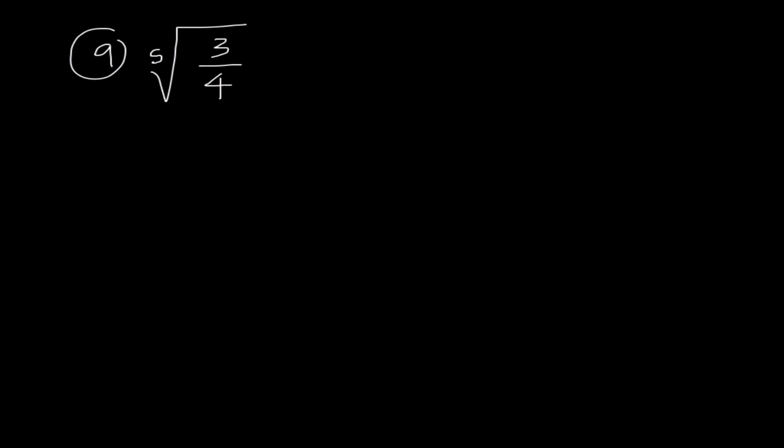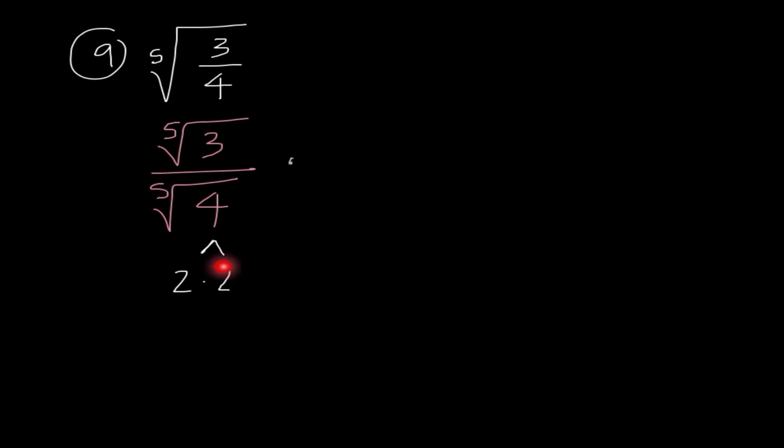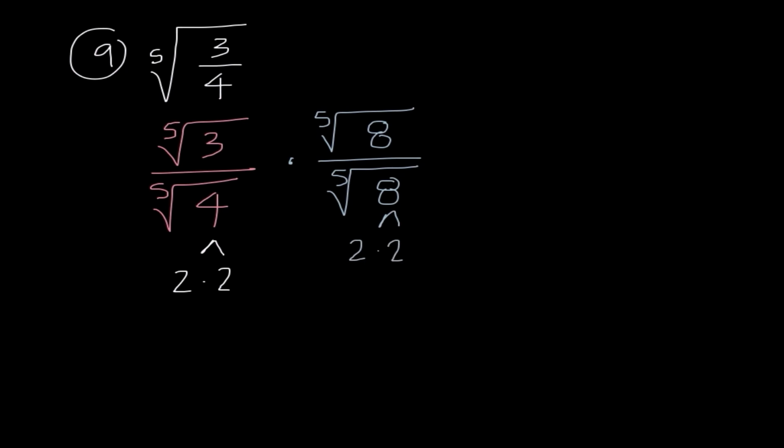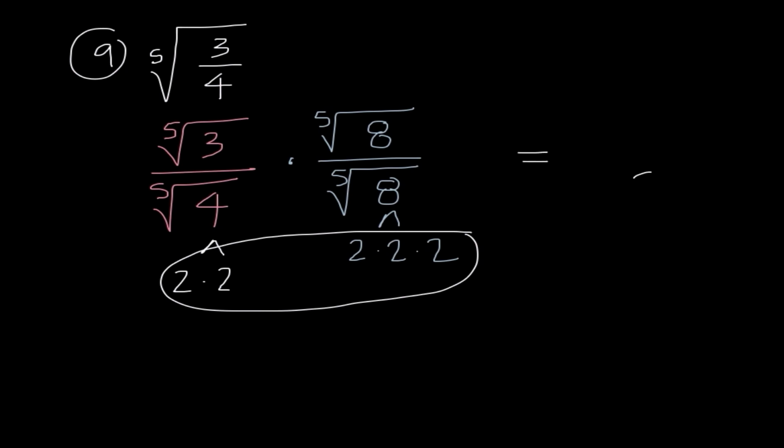Same idea here, the 5th root of 3 over the 5th root of 4. And there's honestly nothing I can do with 3. I know 4 is 2 times 2. And this time, my index number is 5. So right now I have 2 2's. I need 3 more. So I'm going to multiply by the 5th root of 8. The reason why I'm choosing 8 is because that is 2 times 2 times 2. That gives me a group of 5, so I can take that out. In the numerator, when I multiply, I get the 5th root of 24.